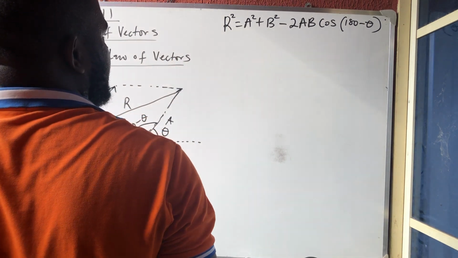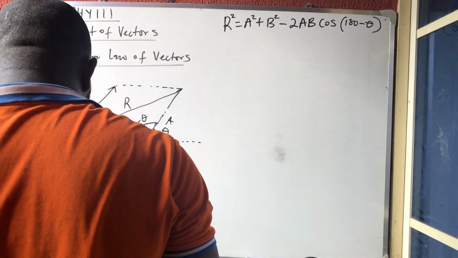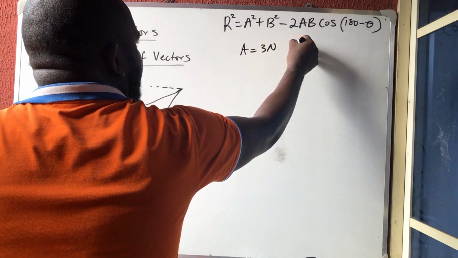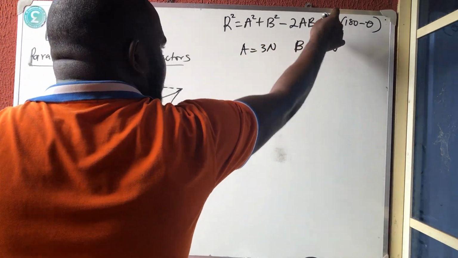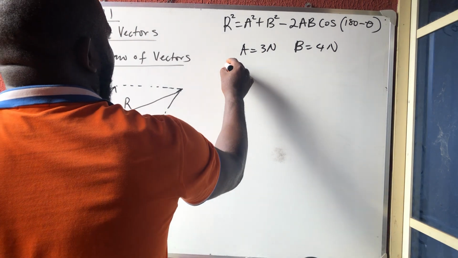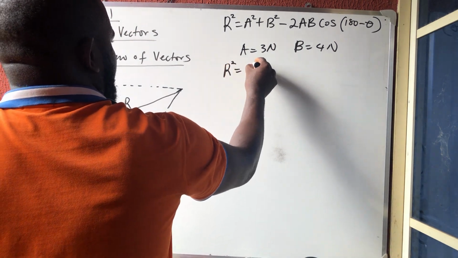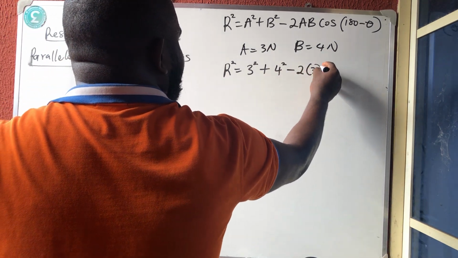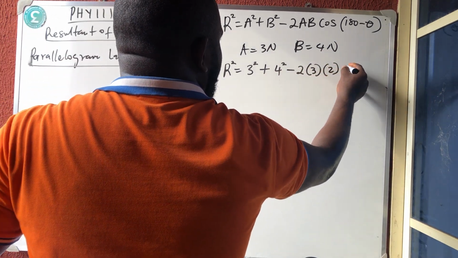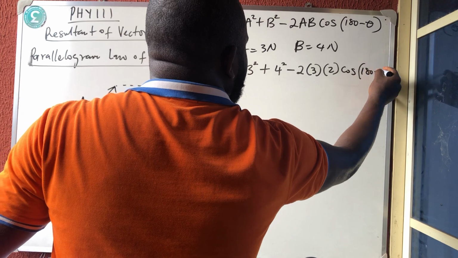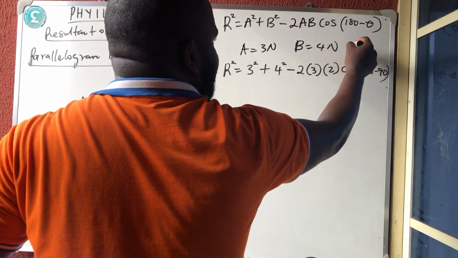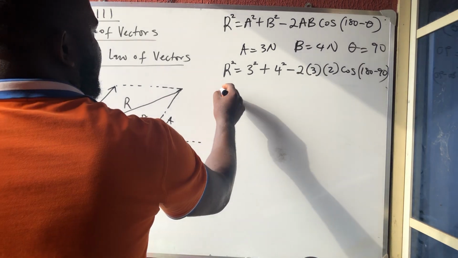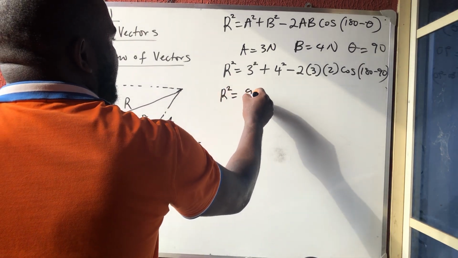We want to find it using the same example, number 1, where they gave us A is 3 Newton and B is 4 Newton. Let us check what it is going to give us. R squared is equal to 3 squared plus 4 squared minus 2 times 3 times 4, then cos of 180 minus 90, because they are at right angle, so theta will be 90.